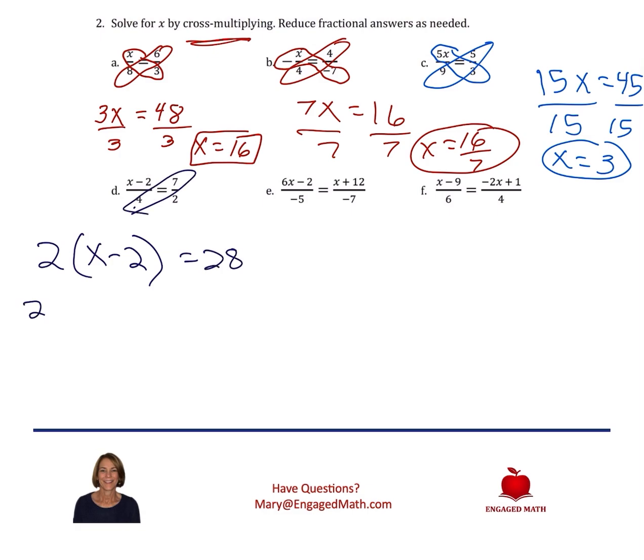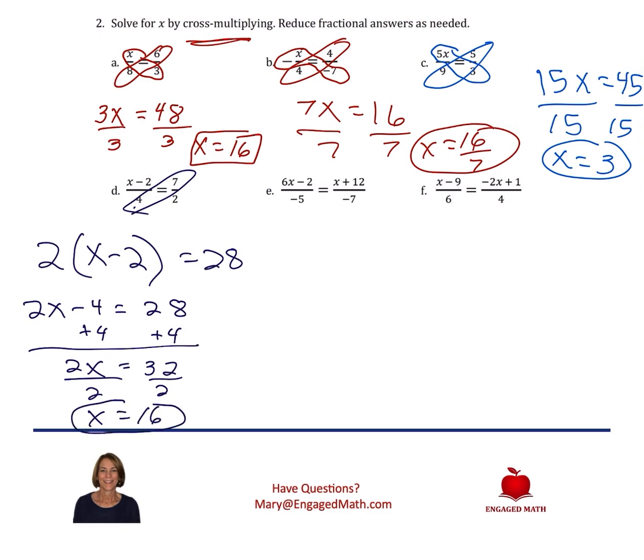I'm going to now use the property of distribution, which we've done so many times. So 2x minus 4 equals 28. Add 4 to both sides, and we get 2x equals 32. Divide both sides by 2, and we simply get x equals 16, and we are done. All right, let's look at this next one.